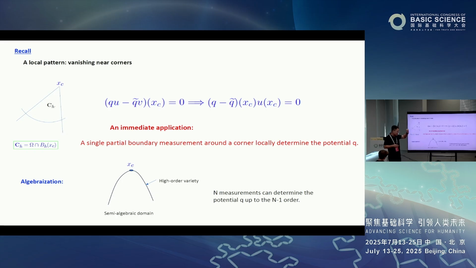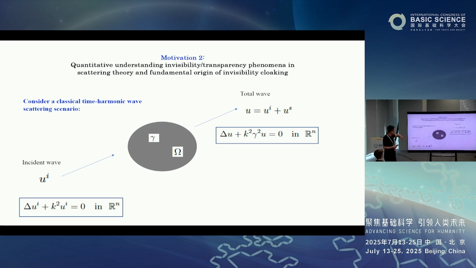So actually in practice, people just make use of finitely many measurements. That's enough. Because why? You always use this polynomial approximation. So even from this simple example, you can say studying that PDE with this transparent boundary condition is very crucial to deriving this result. All right. So the second motivation is coming from quantitatively understanding this invisibility, transparency phenomena in scattering theory.